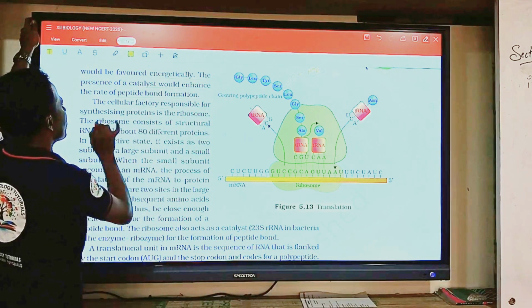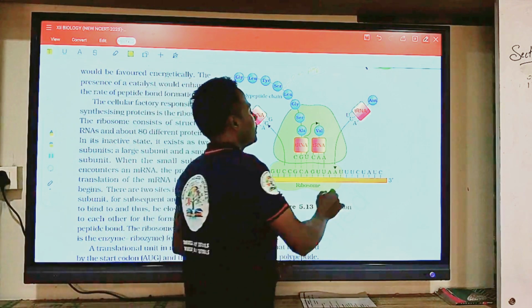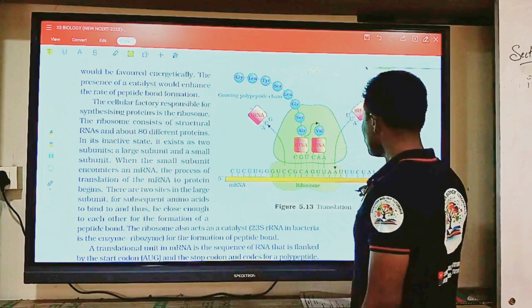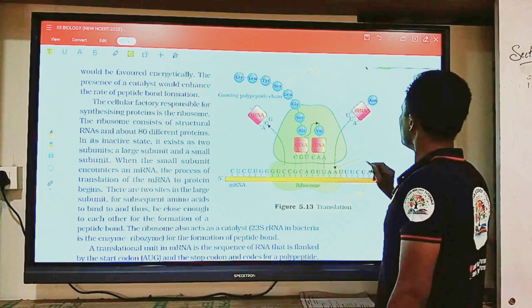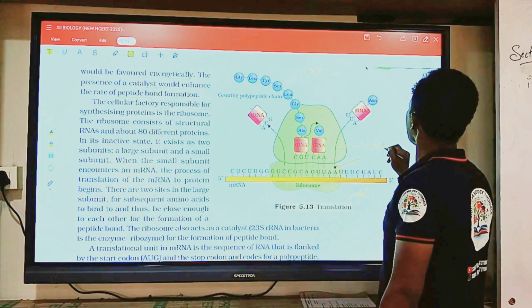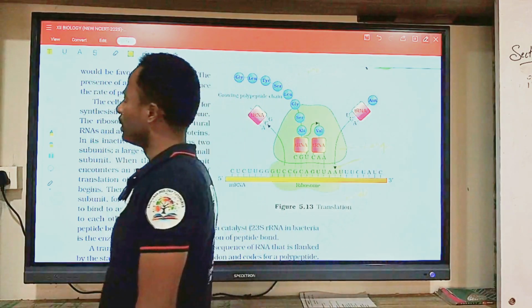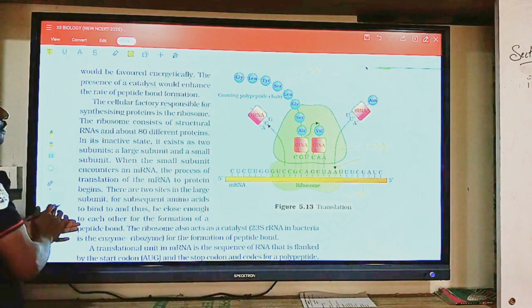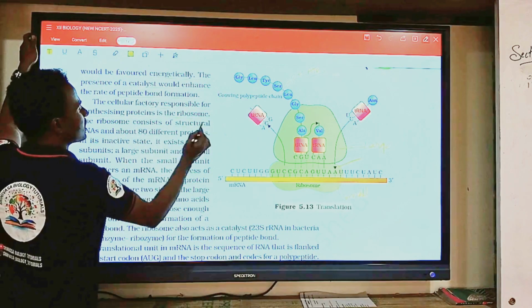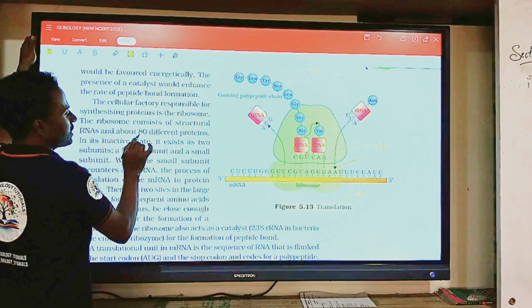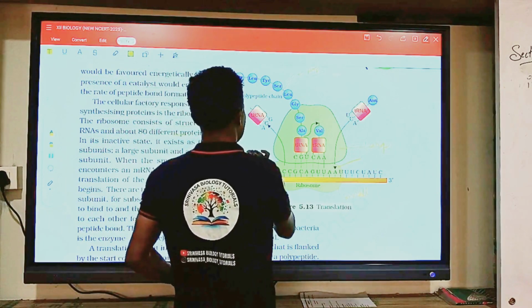The cellular factor responsible for the synthesis of proteins is the ribosome. So here these are the ribosomes. It has a small subunit and a large subunit. You already know that prokaryotes have 70S type ribosomes and eukaryotes have 80S type ribosomes. The ribosome consists of structural RNA and about 80 different types of protein. Here, how many types do they contain?